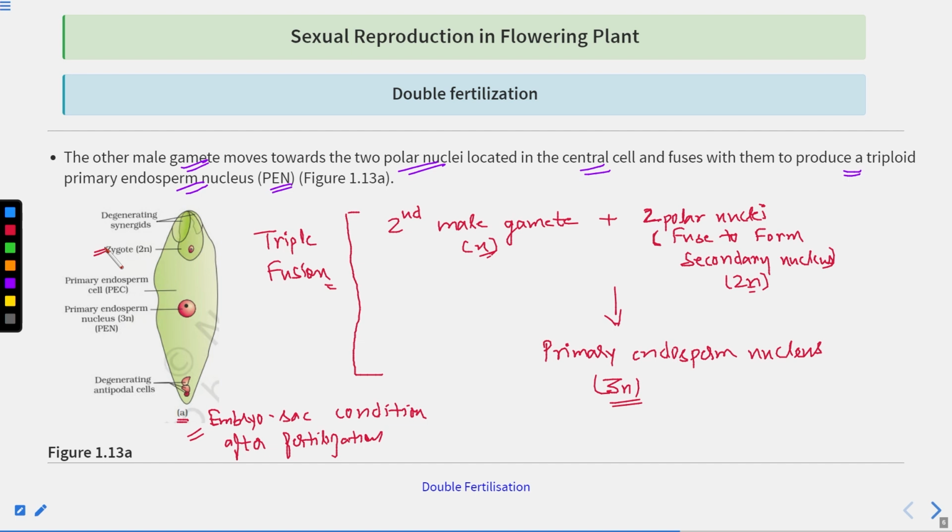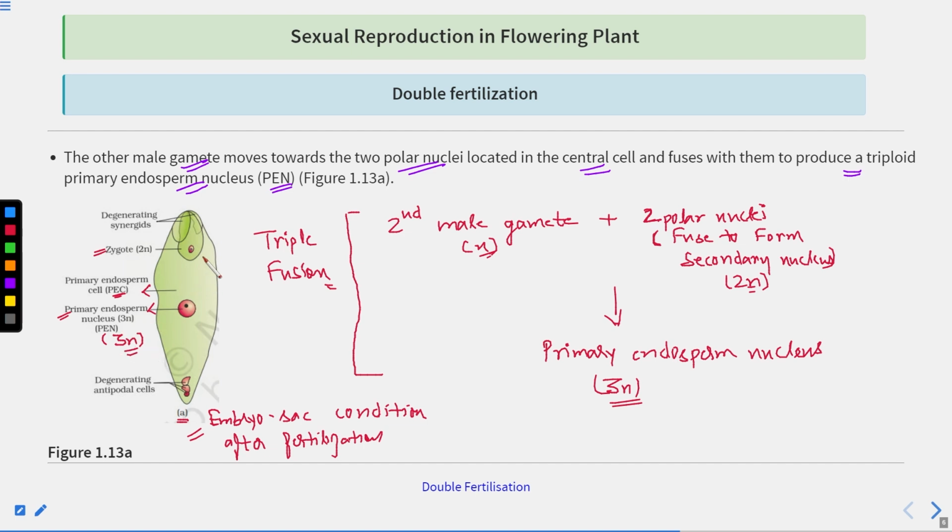Now second is the formation of the primary endosperm nucleus, which should be triploid. And this is formed because of the triple fusion. And then this is the primary endosperm cell. So the central cell gets transformed into the primary endosperm cell, and this primary endosperm cell consists of the primary endosperm nucleus, which is triploid.